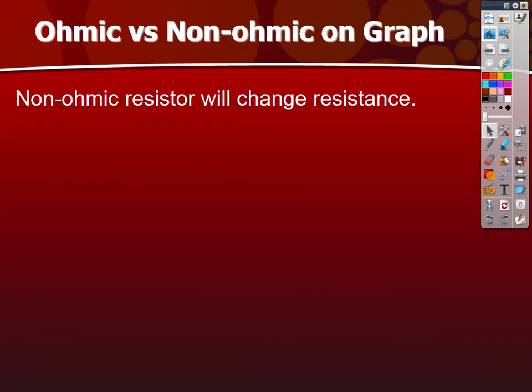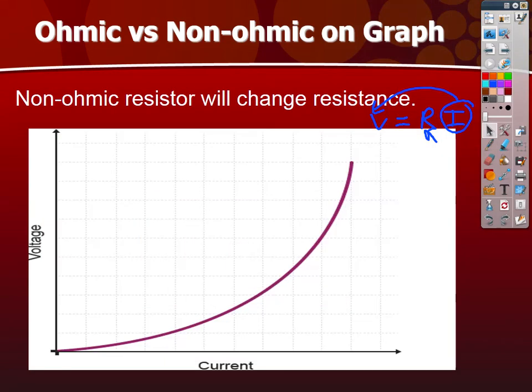For a non-ohmic resistor, we're still using the same formula essentially. This one does go V equals RI, where I'm changing the I and seeing what happens to the voltage. But what we're saying is, does the resistance stay the same? The resistance would still be the slope, but it's not staying the same. It's changing, which means it would show up as a curve.